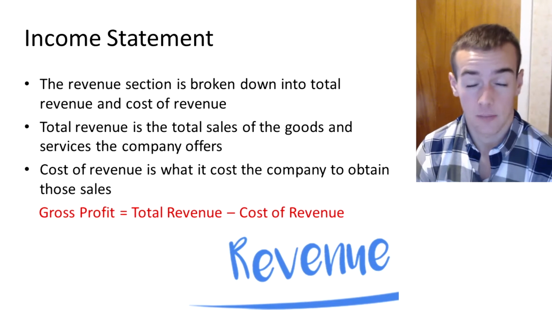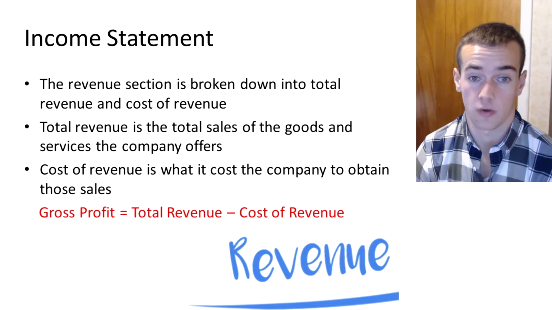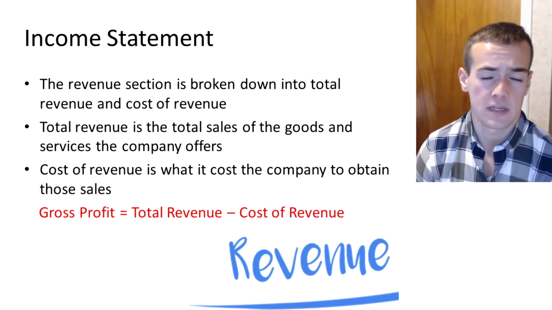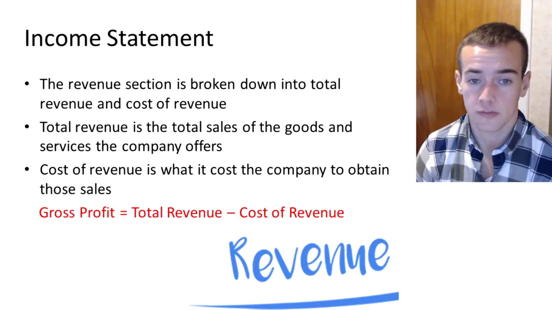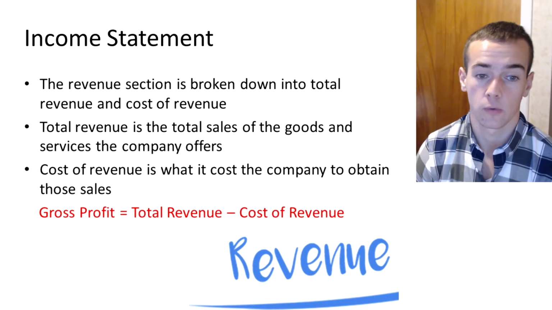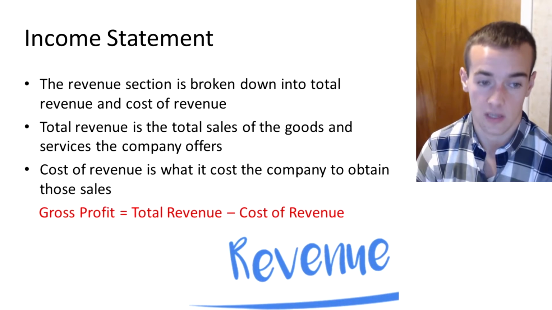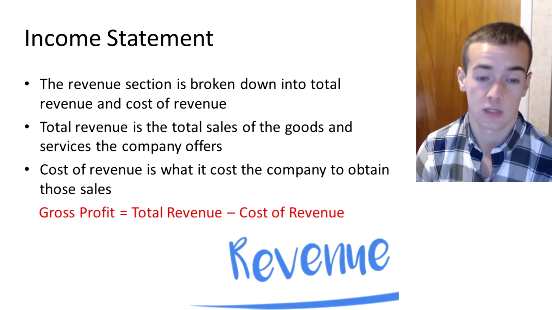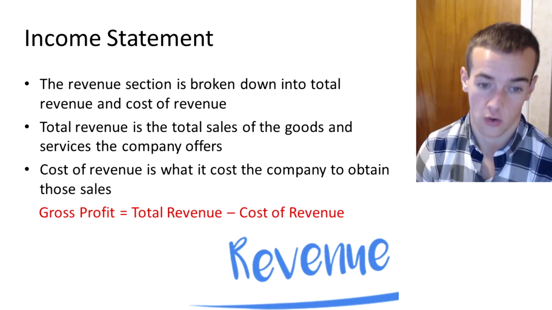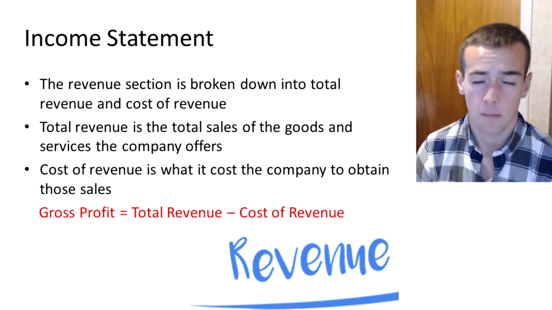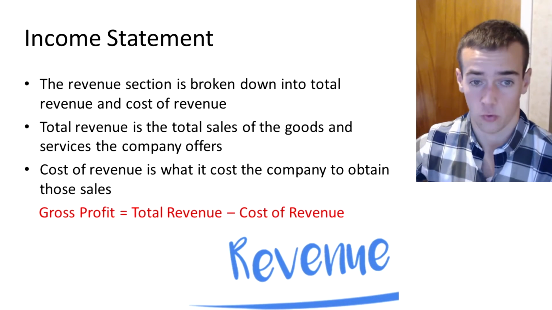Now, as far as the income statement goes, the revenue section is broken down into total revenue and then cost of revenue. And this is very easy to understand. Total revenue is the total sales of the goods and services the company offers, and the cost of revenue is what it costs the company to obtain those sales. So what we will remember here is that your gross profit is equal to your total revenue minus your cost of revenue. So all of the money you made on the sales of your goods and services minus what it actually cost you to obtain those sales is what's going to be known as your gross profit.